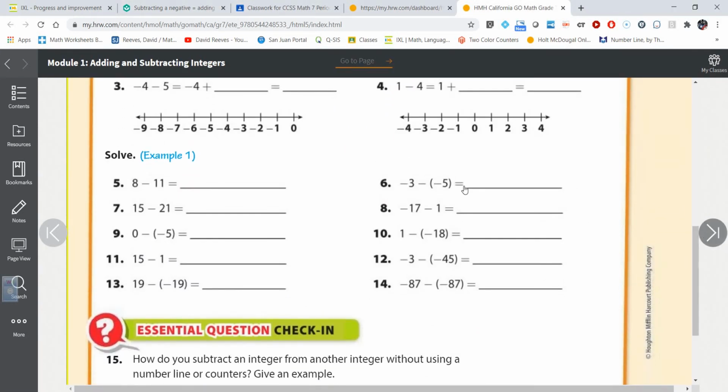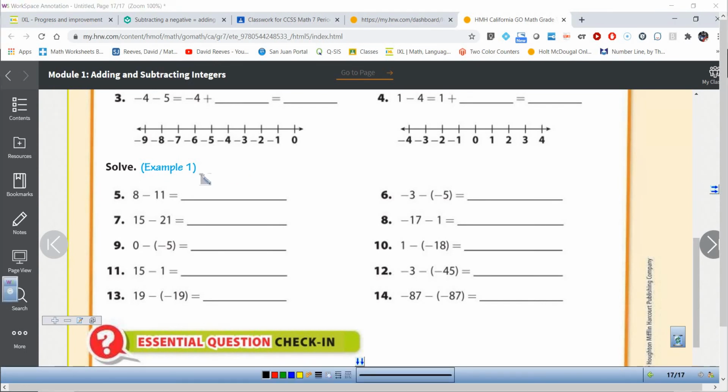But honestly, we could just go through and remember that subtracting is the same as adding the opposite. Subtracting is equivalent to adding the opposite. So the first thing I'm going to do on these problems is change them to adding the opposite. So 8 minus 11 becomes 8 plus the opposite of 11. Negative 3 minus negative 5 becomes negative 3 plus a positive 5. 15 minus 21 becomes 15 plus negative 21.